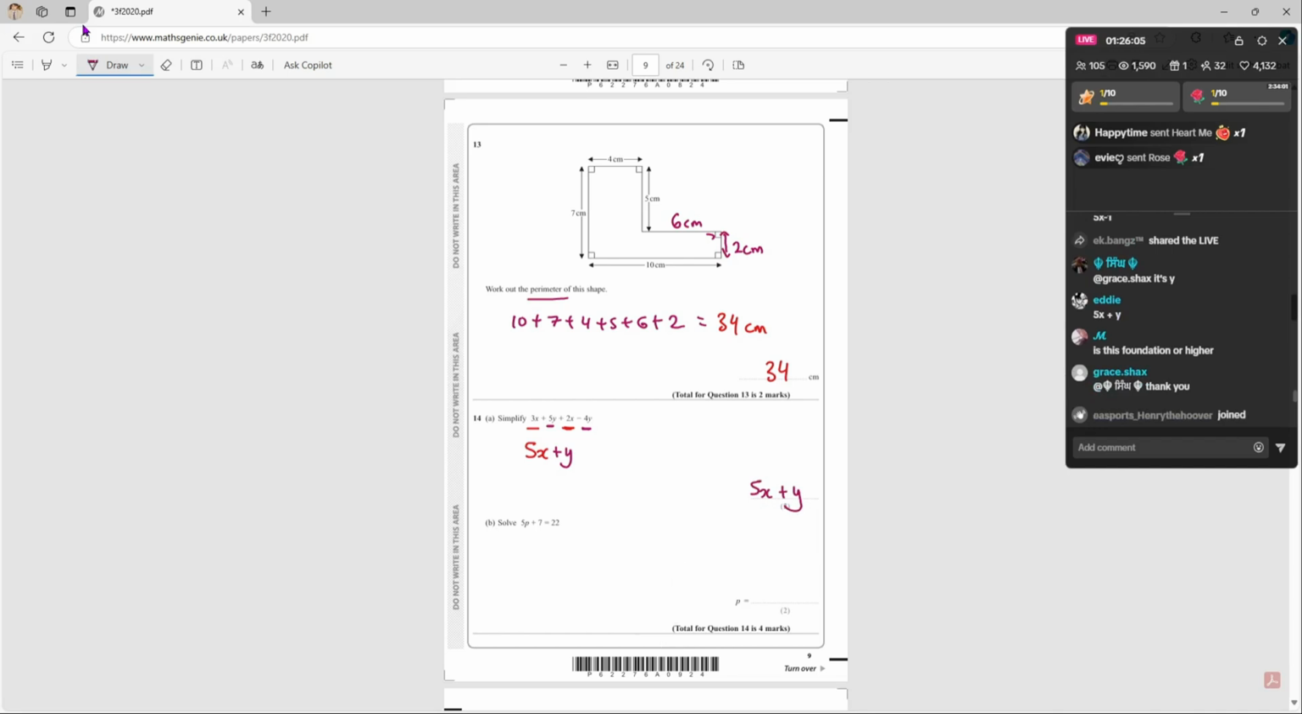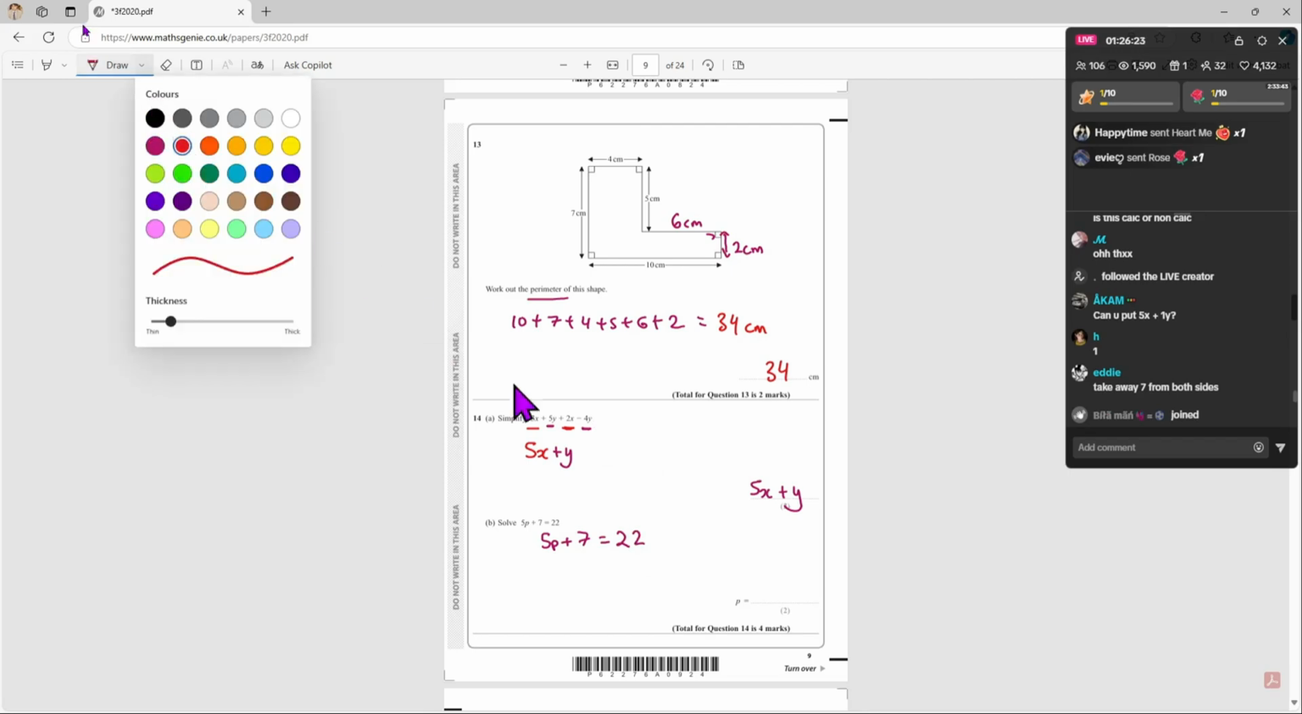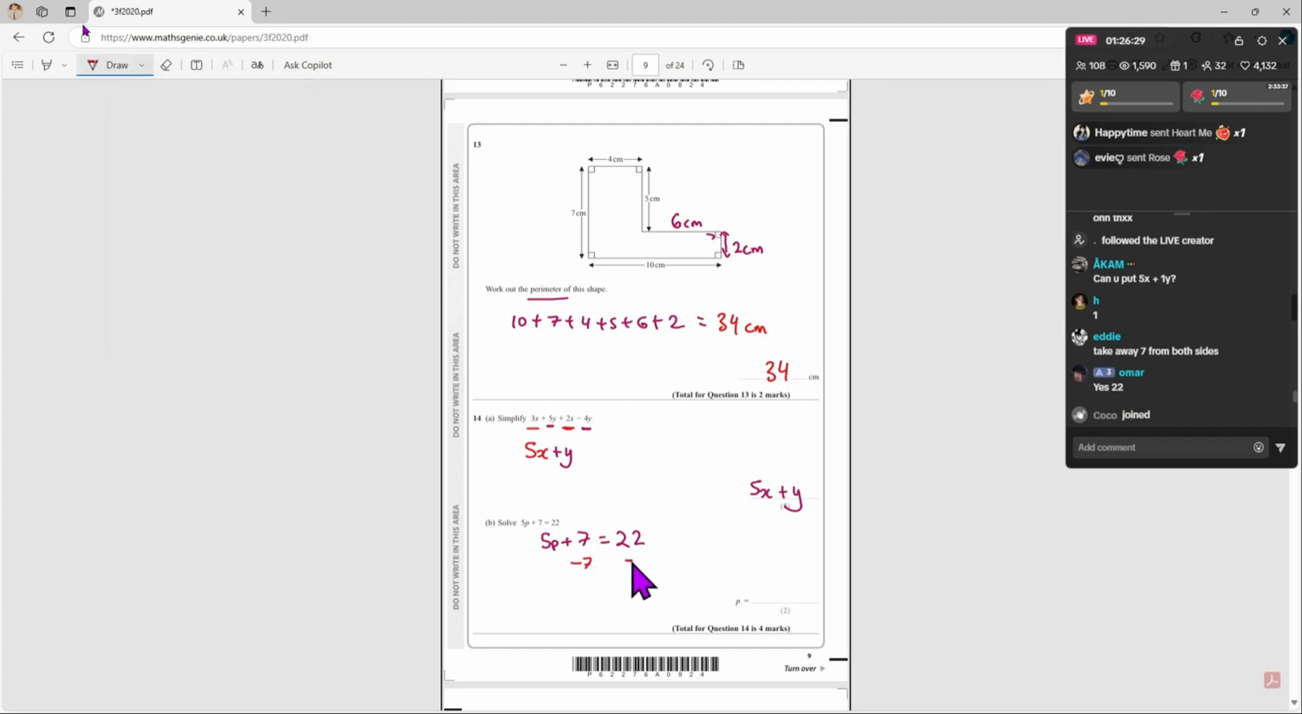So, now for part B, we have to solve 5p plus 7 is equal to 22. So we have 5p plus 7 is equal to 22. That's a simple equation you need to solve. So the first thing you would do is subtract 7 from both sides. So you do minus 7 from both sides. Okay? Subtract 7 from both sides.